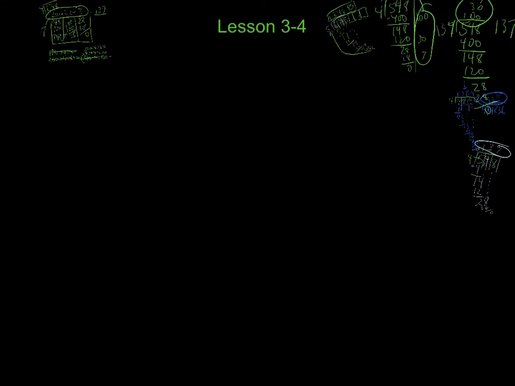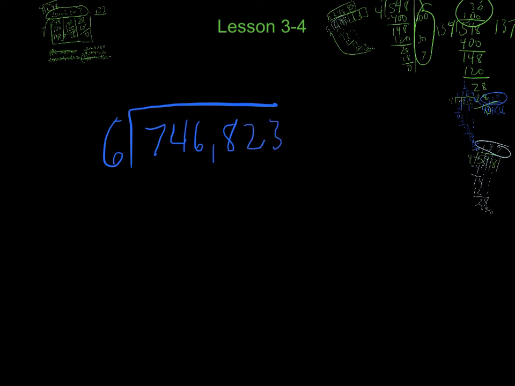Let's do one more. I'm going to do a big one, because with digit by digit, you can do really, really big ones. So just for fun here, I'm going to go 6 into 746,823. That's huge, but when we do digit by digit, it's not that hard. Okay? You're going to tell yourself, all right, let's see, 6 can go into 7 one time. 6 times 1 is 6. Remainder of 1, trickle the 4 down.